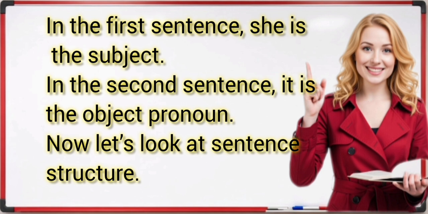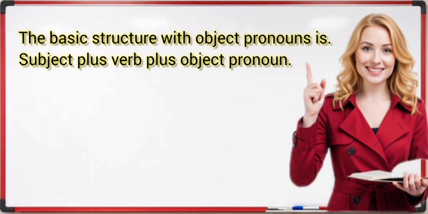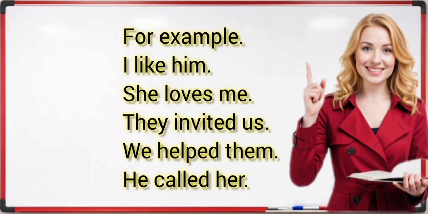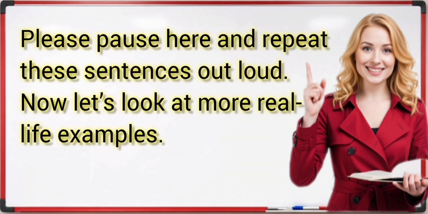Now let's look at sentence structure. The basic structure with object pronoun is subject plus verb plus object pronoun. For example, I like him. She loves me. They invited us. We helped them. He called her. Please pause and repeat these sentences out loud.